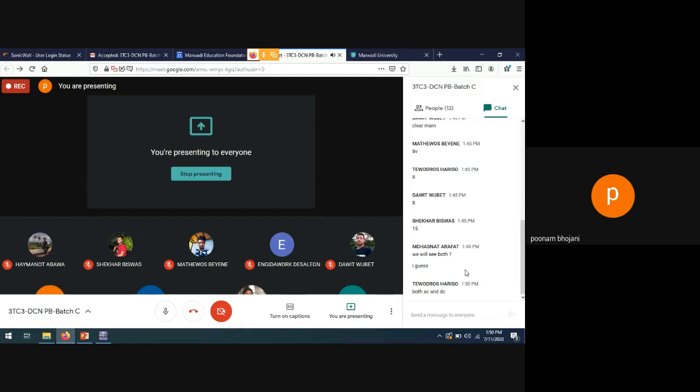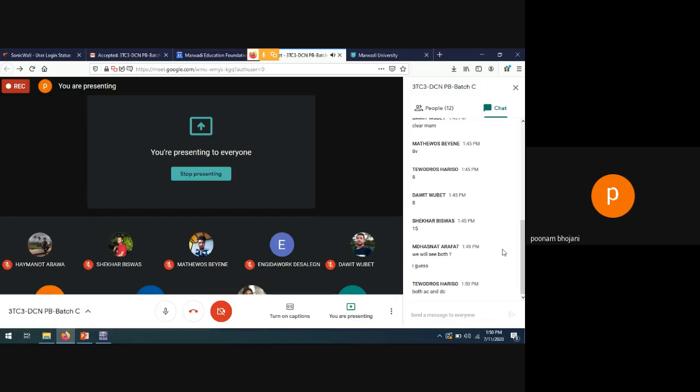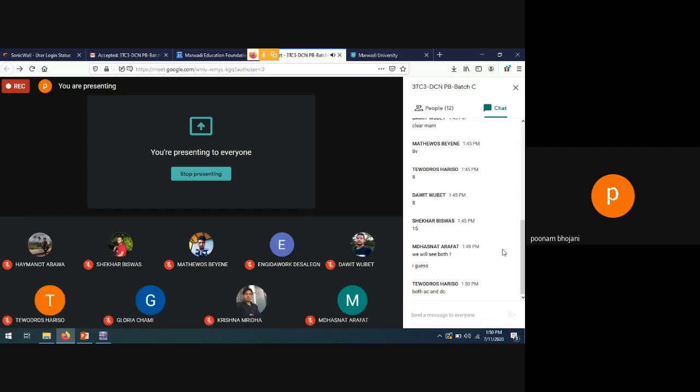Both AC and DC. Okay, so in multiplication, Tebot was saying that both AC and DC will be displayed in the CRO. Shekhar, what is your guess? What I think is only AC, ma'am. Only AC? Okay. So Shekhar is saying that only AC will be displayed. Krishna is saying only AC will be displayed.